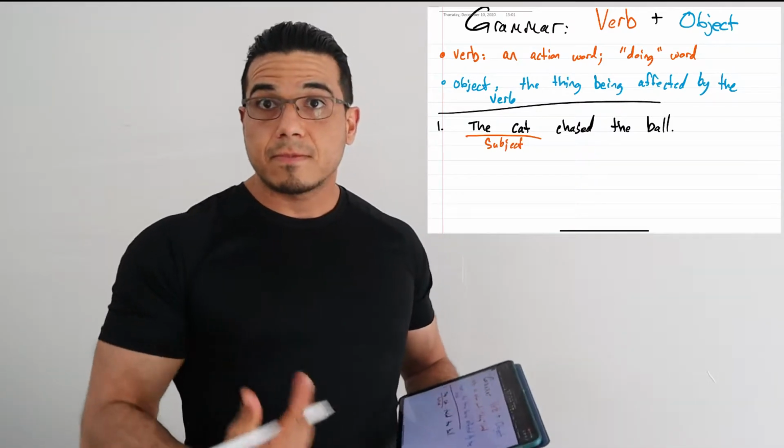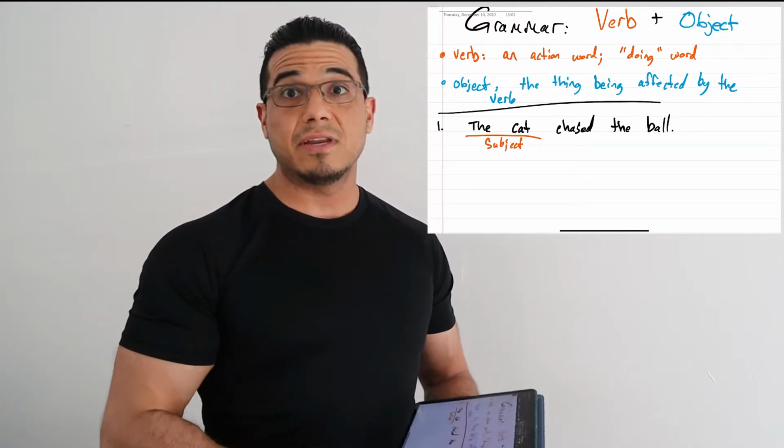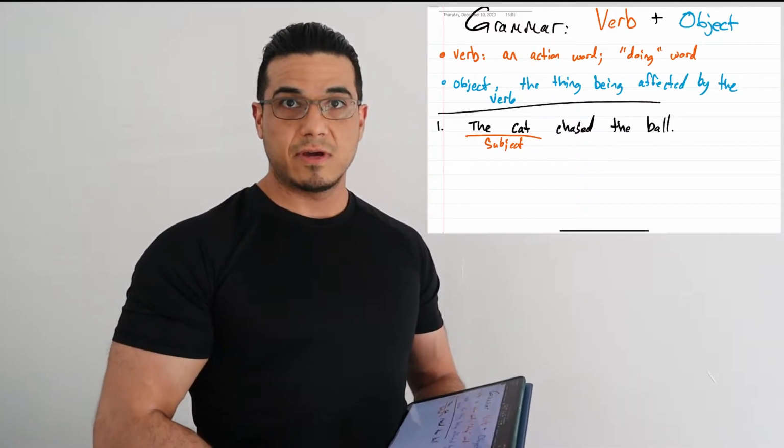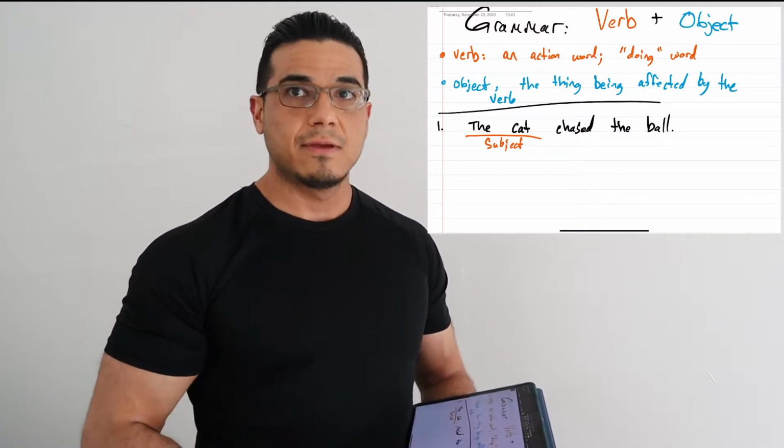All right, now we figured out what our subject is. In this case, it's the cat. The next thing we need to ask ourselves is, okay, we've got our subject. We're going to examine the predicate. So what is the cat doing?